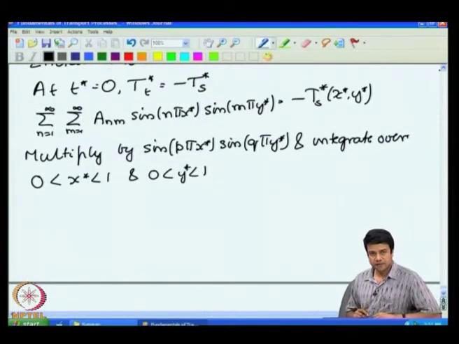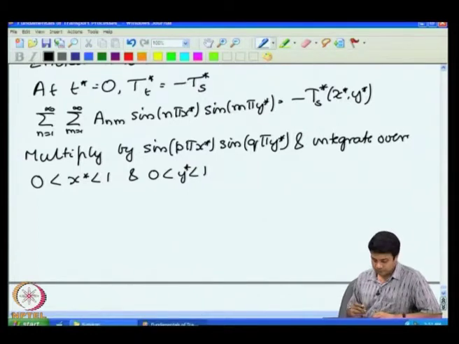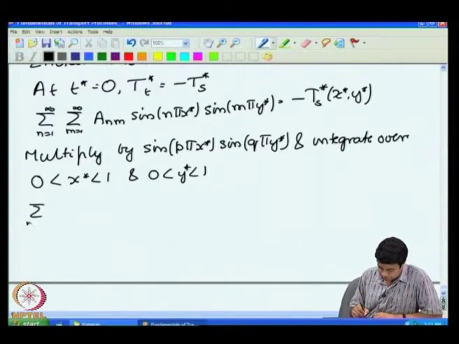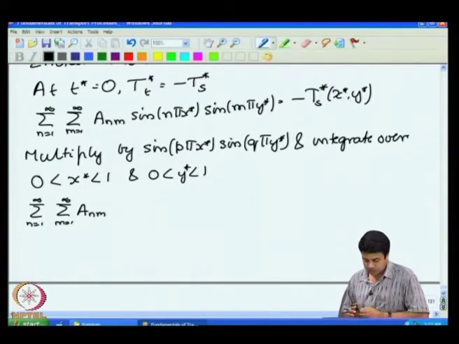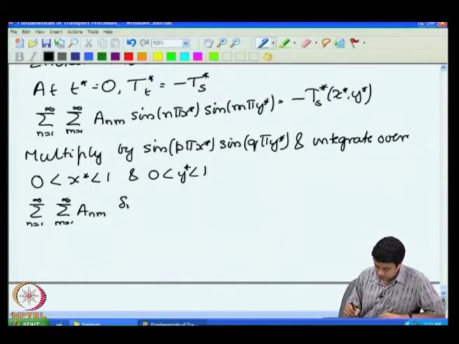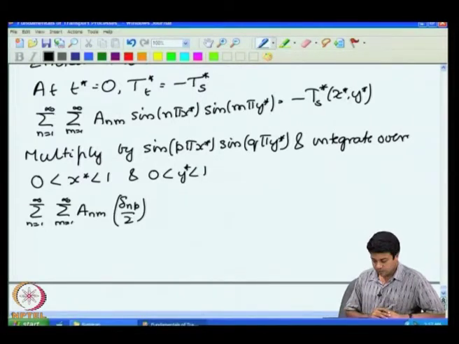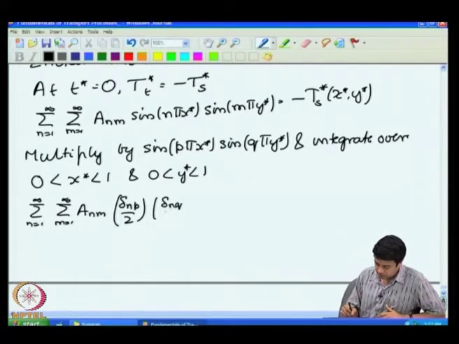Okay, if I do that on the left hand side, the integral of sin n pi x times sin p pi x from x equal to 0 to 1 will give me delta n p by 2. And the integral of sin m pi y times sin q pi y will give me delta m q by 2.